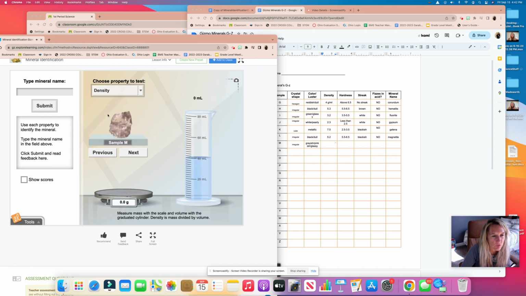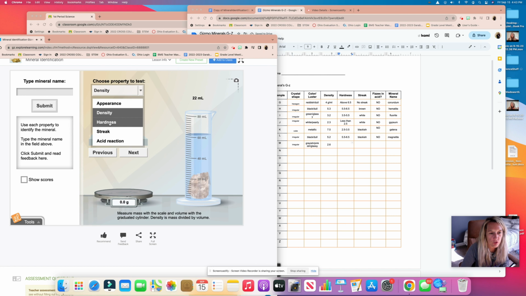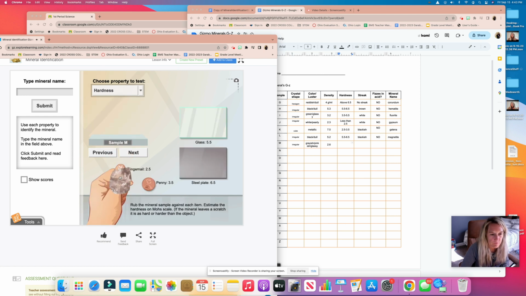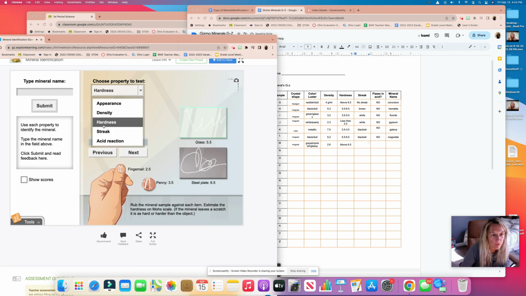All right, so let's go to density. We have 57.2 divided by 22, which equals 2.6. All right, let's look at the hardness. Yes, it scratches a fingernail, harder than the nail, harder than the penny, harder than the glass, harder than the steel plate. So it has to be harder than a 6.5. So above 6.5. It could be 7, 8, 9, or 10.